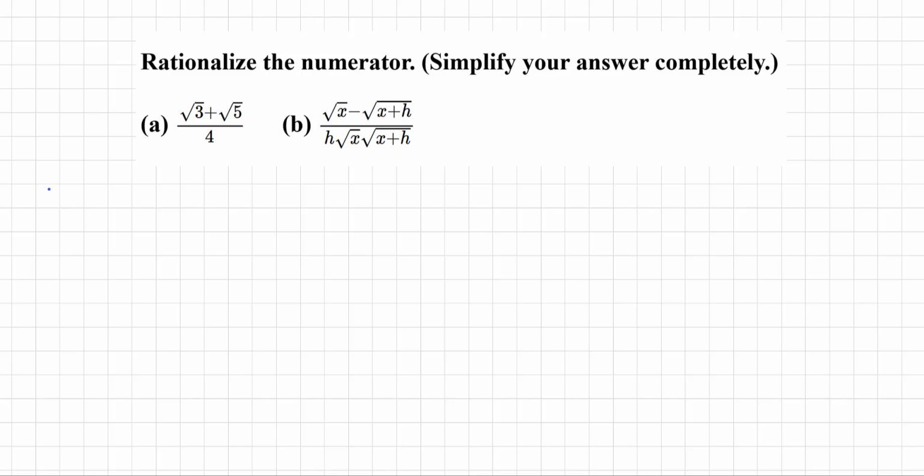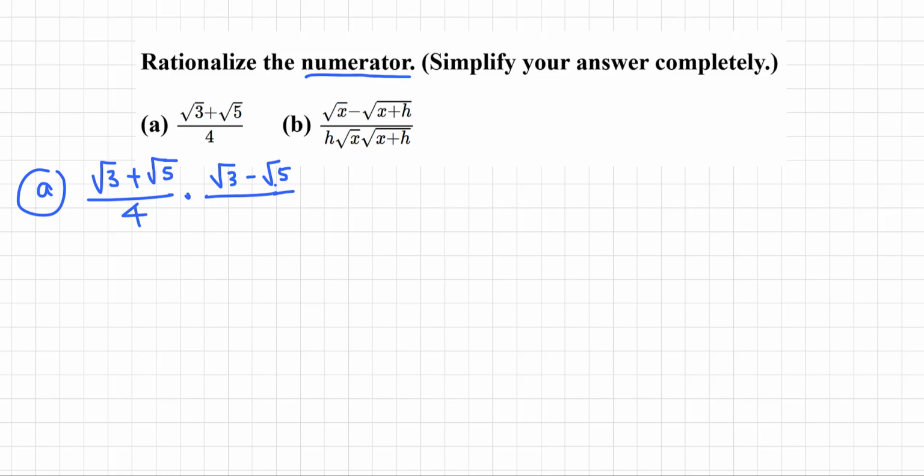So in part A, we write the given number, then multiply by the conjugate of this one, because we are asked to work with the numerator. In this fraction, the bottom is already a rational number, so this one is irrational. We multiply by the conjugate, which changes the middle sign. So root 3 minus root 5, and we have to have the same thing on the bottom, root 3 minus root 5.